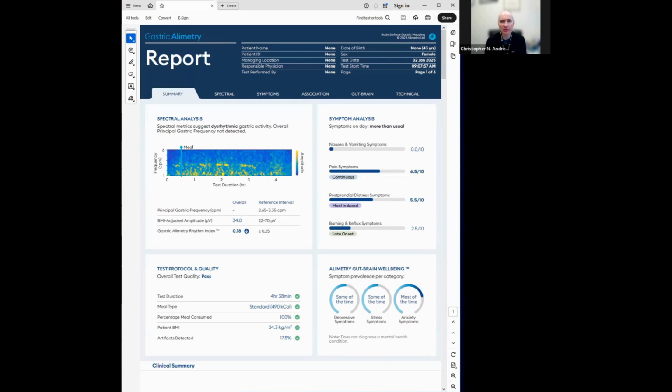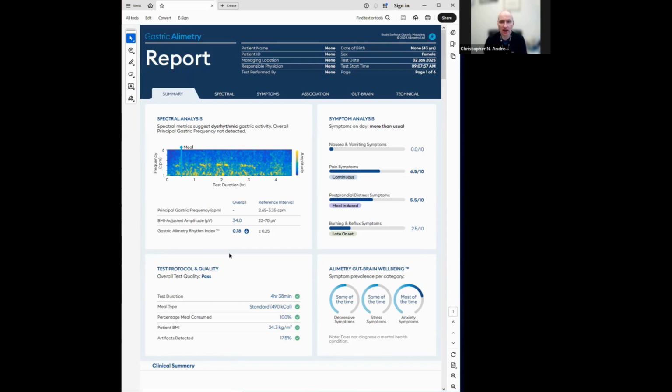So this is a 43-year-old woman who came with a clinical history of nausea and vomiting and a long-standing history of diabetes with complications. And so with the new front page, you can see that it's actually divided into spectral analysis summary, symptom analysis summary, the telemetry gut-brain well-being summary, and the test quality and protocol used summary.